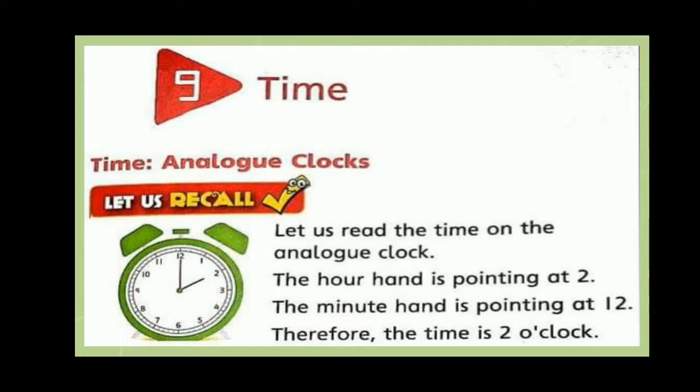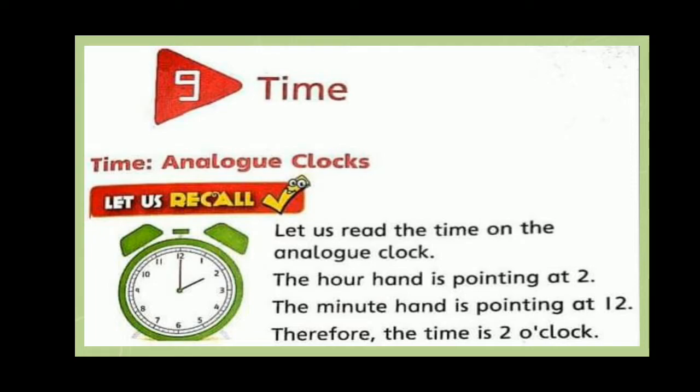The front of the analog clock is called the face or the dial. The pointers on the face of the clock are called hands. The short hand shows us the hour and the long hand shows us the minutes.